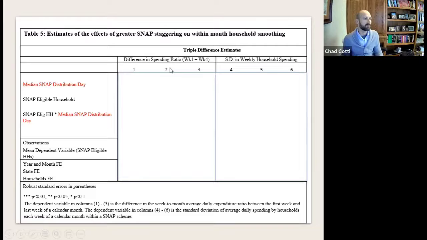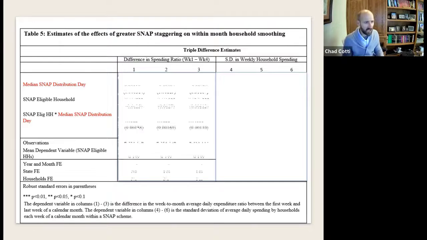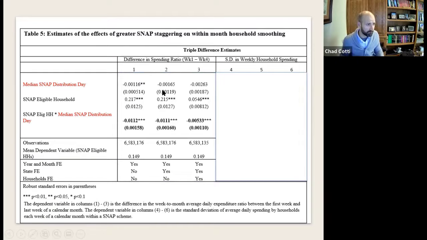All right. So what we're getting at here is, first, I've got two panels here. The first one is where the dependent variable, the measure of smoothing, is just that difference between average daily spending from the 1st week to the 4th week of a calendar month. And the second one is going to be the standard deviation of weekly household spending. Our treatment in this first case is that median SNAP distribution day. So we've got 3 columns here for this first one, and that's just increasing the fixed effects.